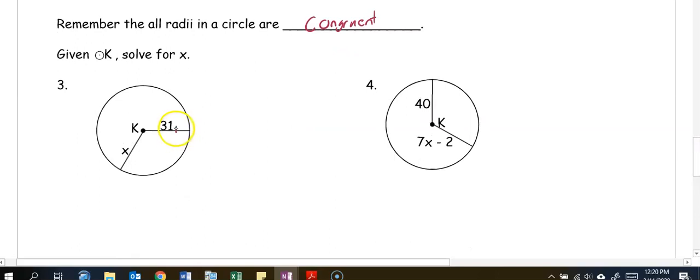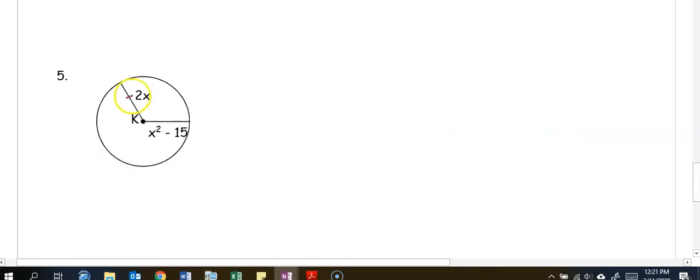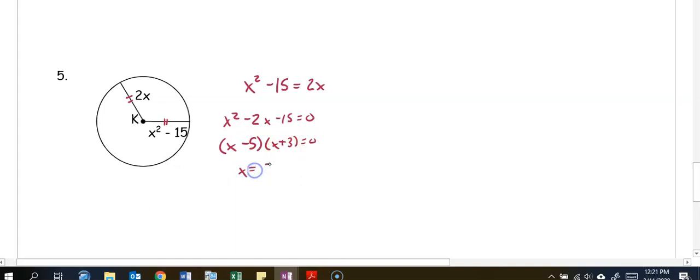So in number 3, if I want to solve for x, I know my radii are congruent, so x is 31. In number 4, if my radii are congruent, we have 7x minus 2 equals 40. We can add 2 to both sides, so 7x equals 42. When we divide, we get x is 6. In number 5, when we set our radii congruent, we have x squared minus 15 is equal to 2x. We can move the 2x to the other side, so x squared minus 2x minus 15 equals 0. When we factor, x minus 5 and x plus 3 equals 0, so if we switch our signs, x is 5 and x is negative 3.